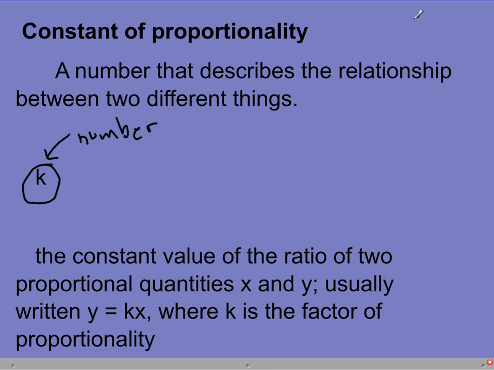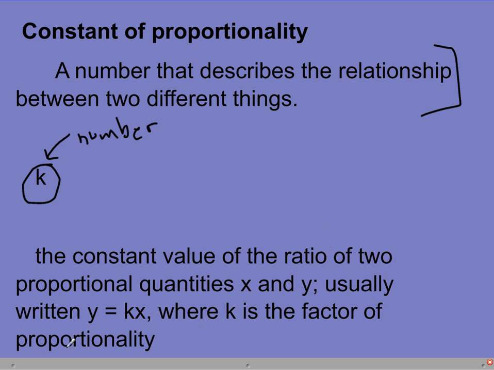We have the logical definition right up here, but now the fancy math one is: the constant value of the ratio of 2 proportional quantities x and y, usually written y equals k times x, where k is the factor of proportionality. Oh, and by the way, guys, you should be writing all of this down still on page 62.